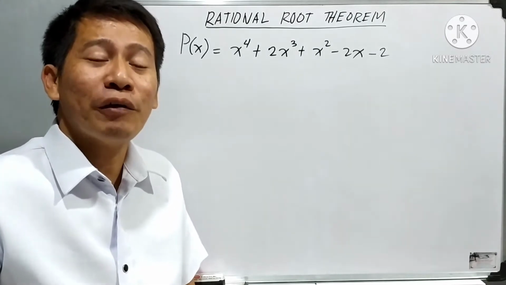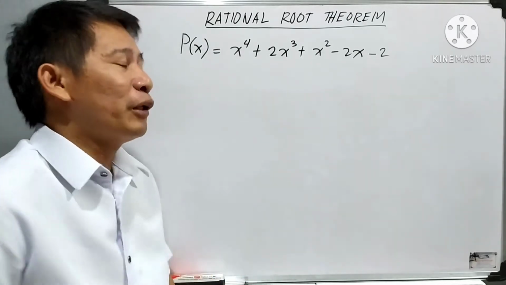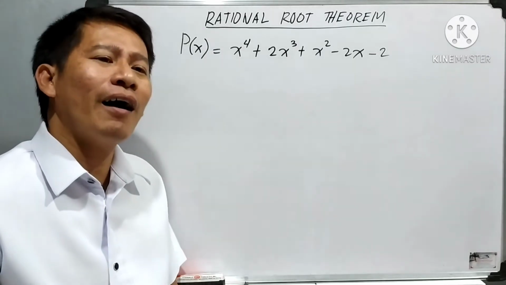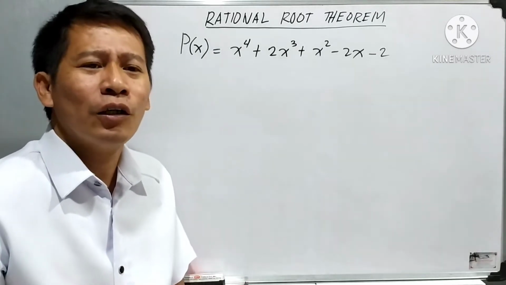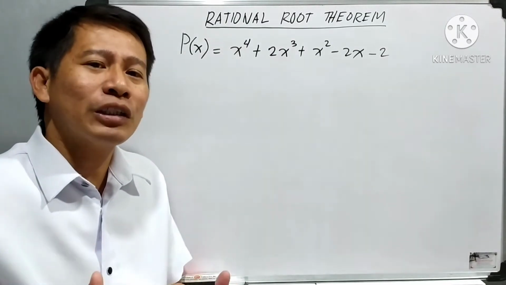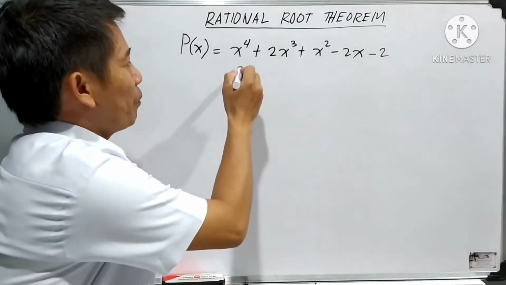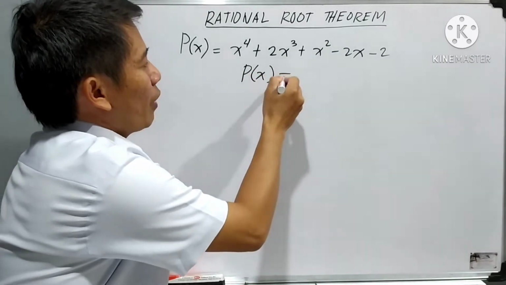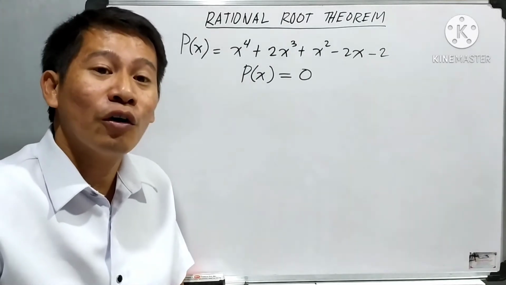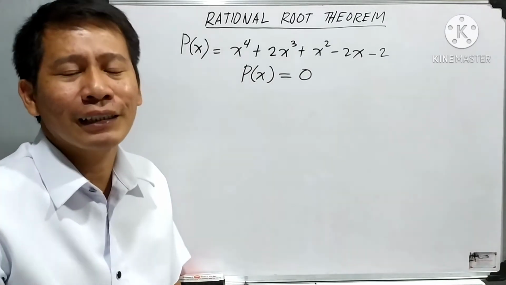In this video, we will discuss another theorem which is what we call the rational root theorem. First, what is rational root? Or what are these rational roots? Suppose we have here the given polynomial p of x. Rational roots are the values of x that will make our p of x equal to 0. That is why rational roots are also called the zeros of the given polynomial p of x.